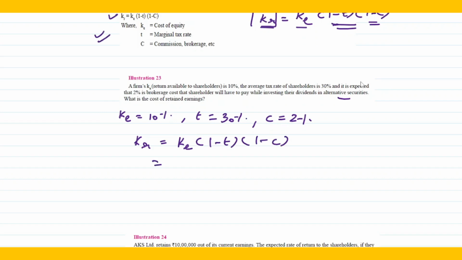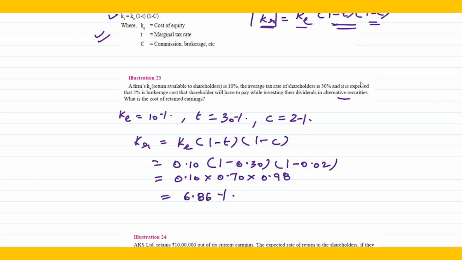Simply putting in the values, what is the value of Ke? Ke is 0.10, that is 10%, into (1 minus 0.30, that is the 30% tax), into (1 minus 0.02, that is 2%). If you calculate this, you get 0.1 into 0.70 into 0.98. Multiplying this, you get 6.86%. Multiply the value by 100 to get it in terms of percentage. Hence, that is your answer.